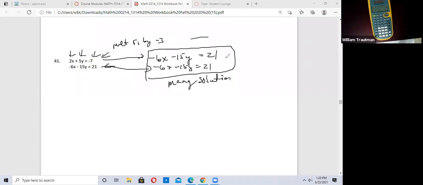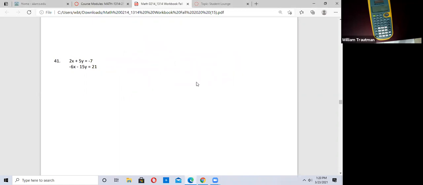In other words, when I add these up, or if I subtracted them, I end up with 0, 0, 0. We end up with 3 zeros. So if you get the exact same thing when you multiply one row by any number, you end up with many solutions if you get 0, 0, 0.